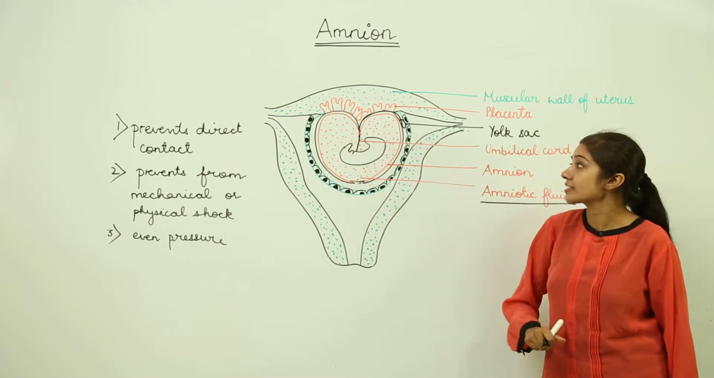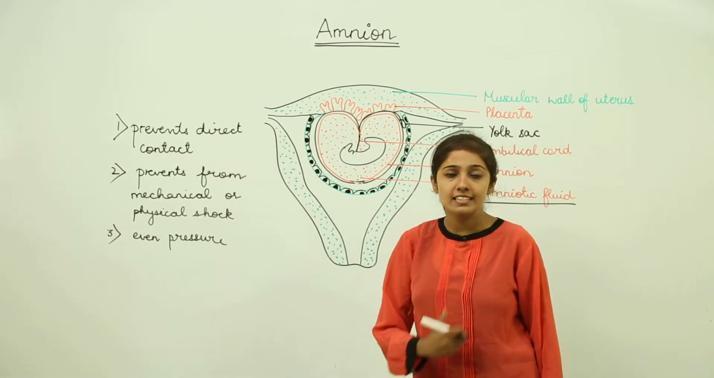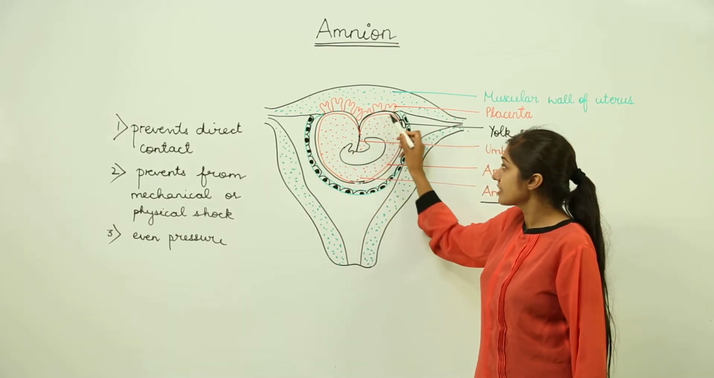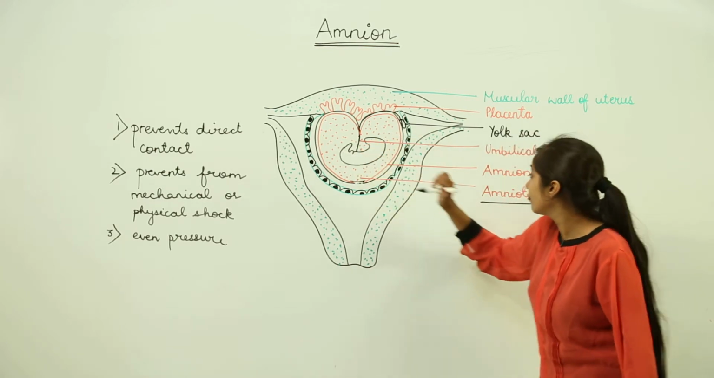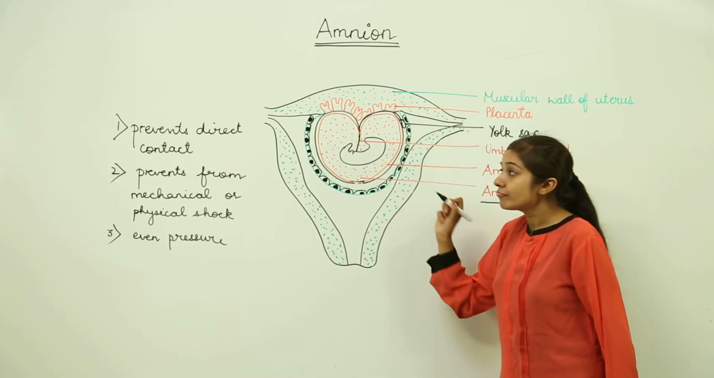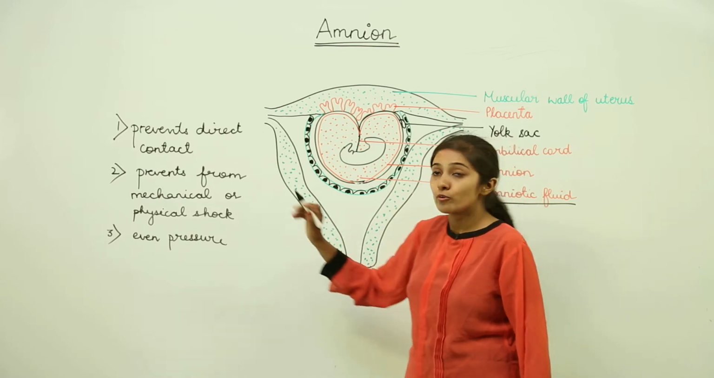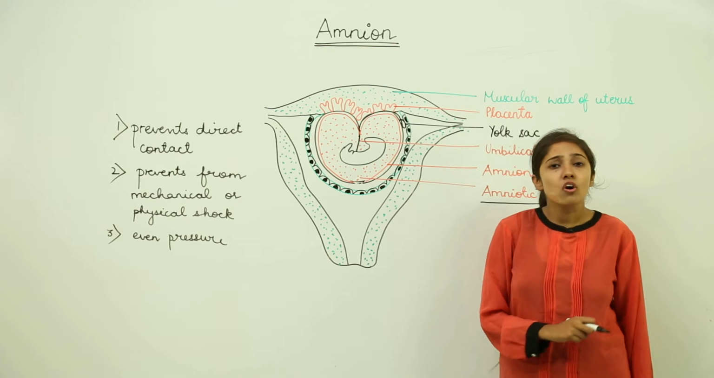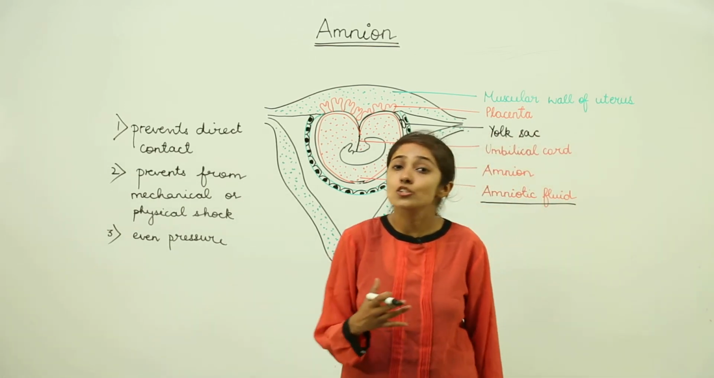So now you have a fair idea of what is this amnion. It is actually a sac that surrounds the fetus, and in between the sac and the fetus we have the fluid that we call the amniotic fluid, which has many functions to play. For example, it prevents direct contact with the sac, it prevents any mechanical or physical shock, and it maintains even pressure. Now doctors take out this amniotic fluid sometimes to diagnose certain disorders.